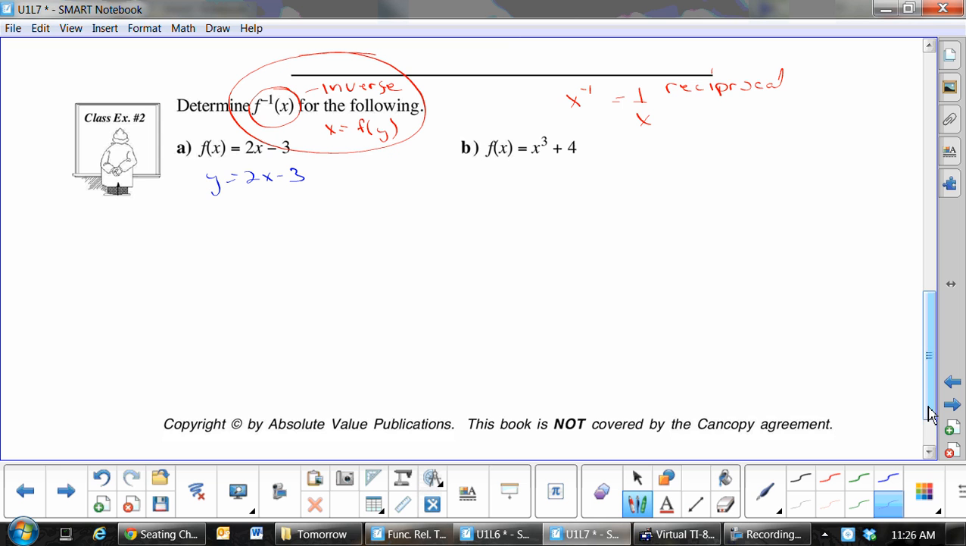Then step 1 actually really is just interchange x and y. That's all I've done.